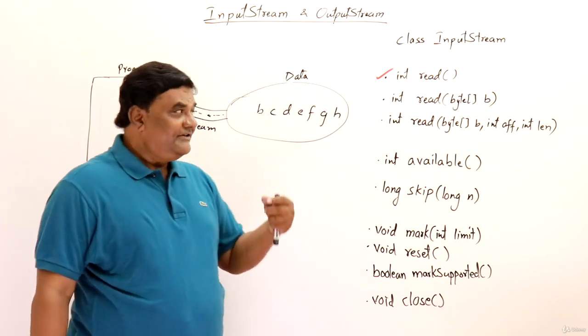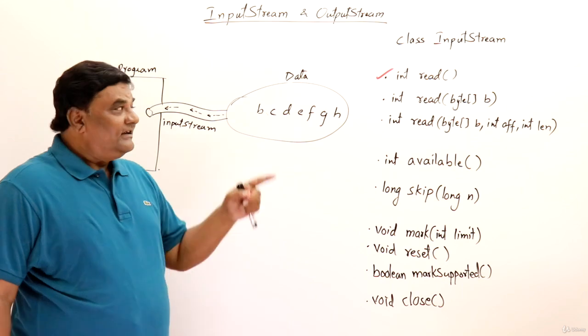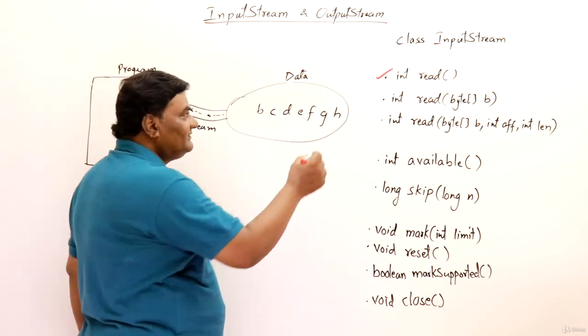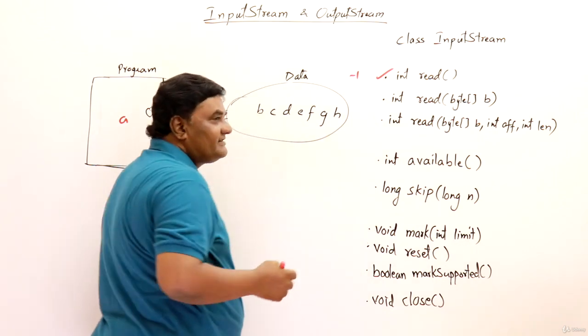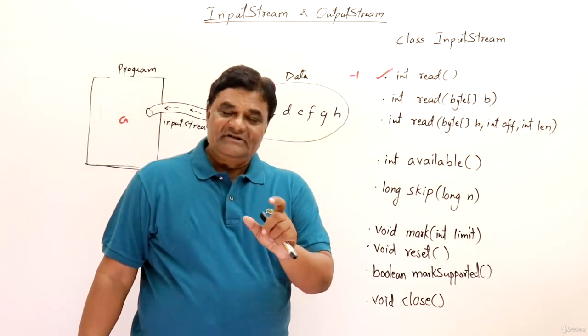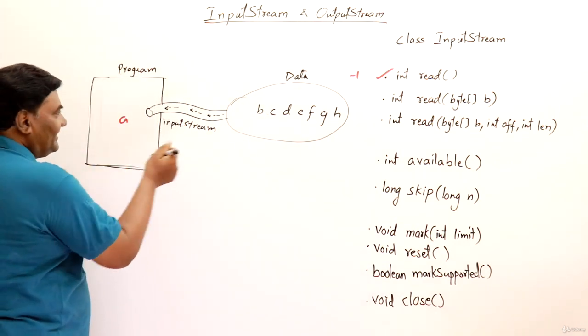And what happens if you are still reading once the letters are completed? If it has reached the end of the data, then it will return -1. It means if there is nothing to read, it will return -1. So this is about read, reading just 1 byte. I will write down that A back again here.